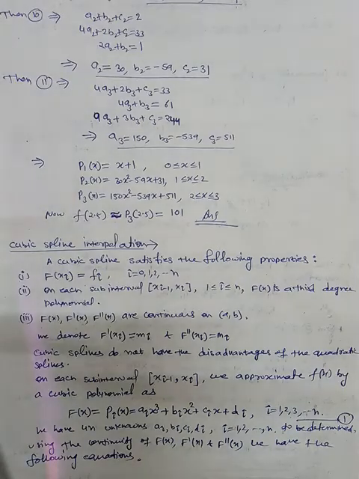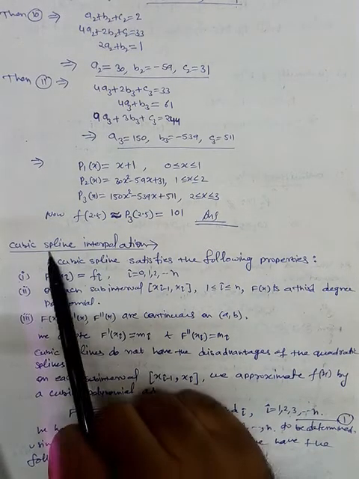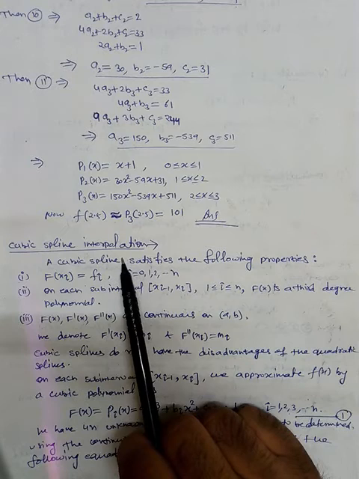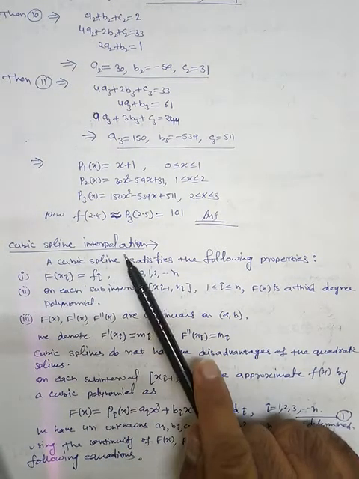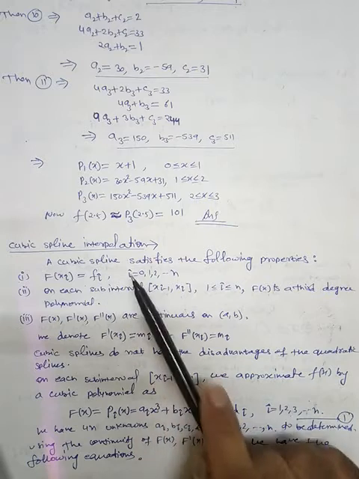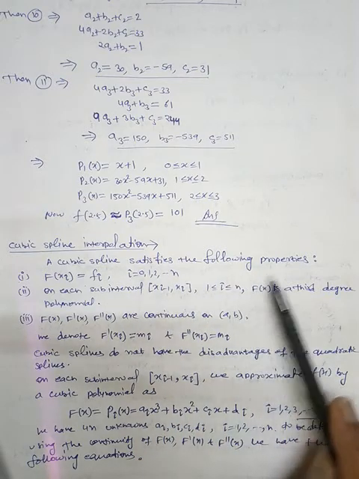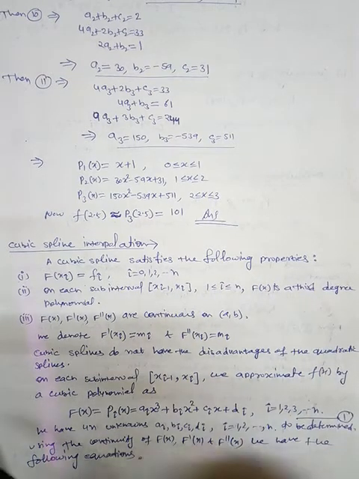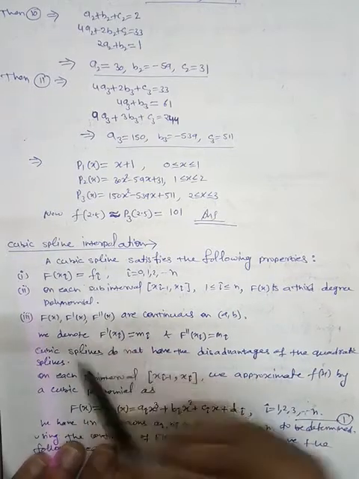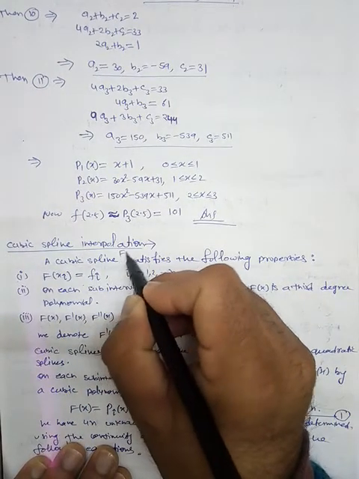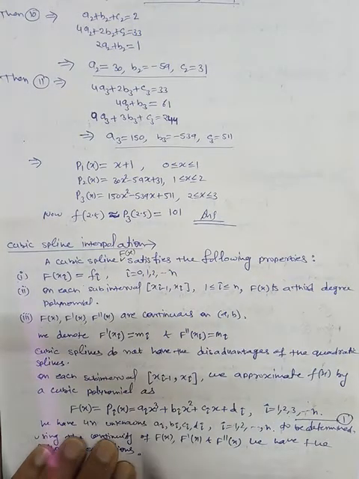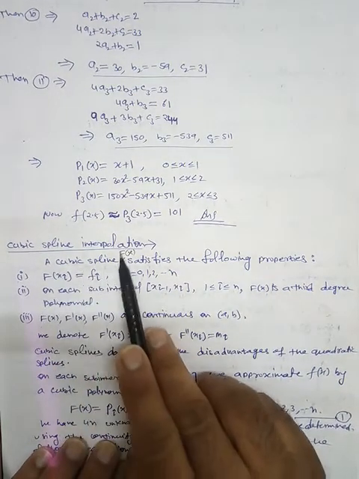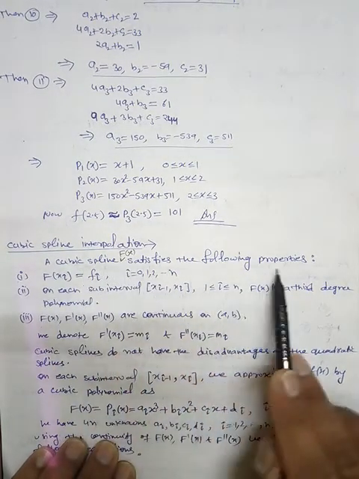Students, in this video, I am going to discuss cubic spline interpolation. So, what is a cubic spline interpolation? A cubic spline satisfies the following properties. Number one. Here cubic spline is basically capital F of x. This is a function. Okay. So, a cubic spline f of x satisfies the following properties.